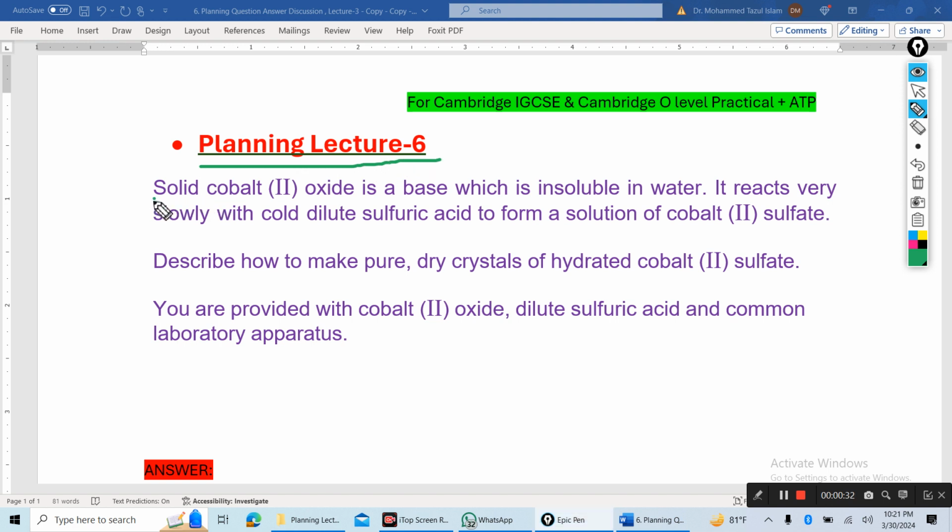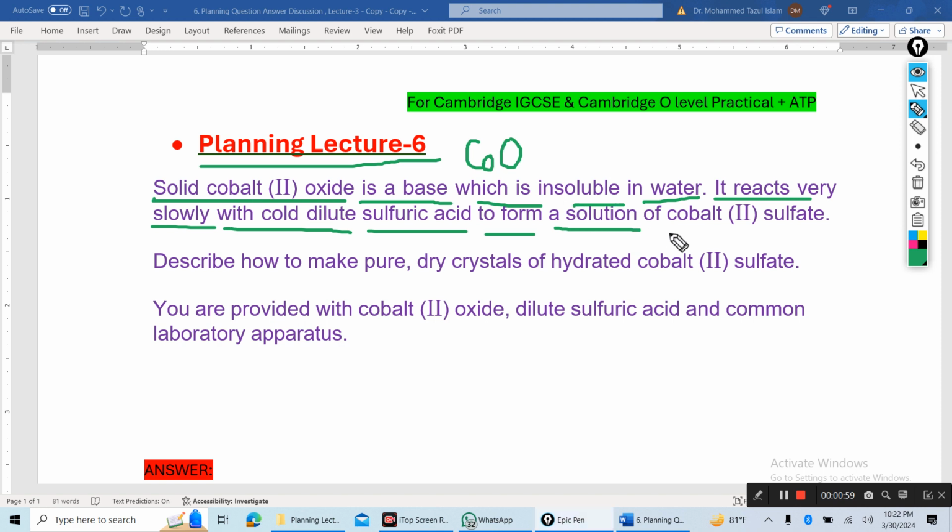You are asked about solid cobalt(II) oxide, CoO. This is cobalt(II) oxide, a base. It is a basic metal oxide which is insoluble in water. It reacts very slowly with cold dilute sulfuric acid to form a solution of cobalt(II) sulfate.